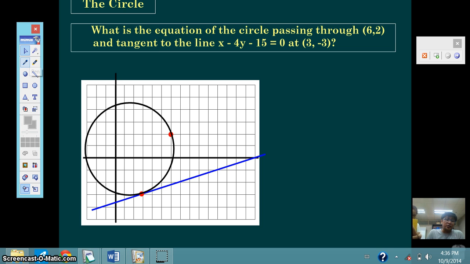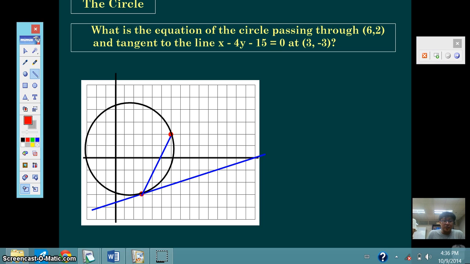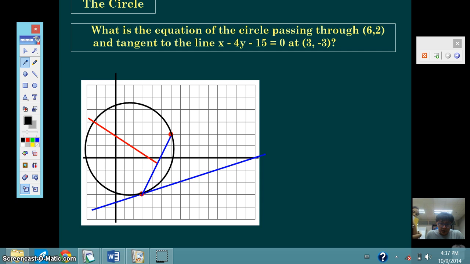Now what is important to know about a circle is that if you connect any chord on the circle, like connecting 2 points on the circle, the perpendicular bisector of this chord will contain the center. So all you need to do is get the equation of this perpendicular bisector. And of course, it will pass through the midpoint of the segment connecting (6, 2) and (3, -3).